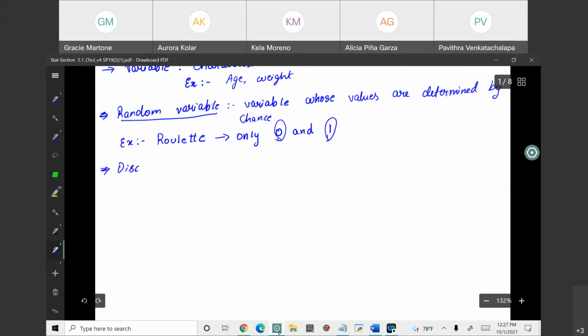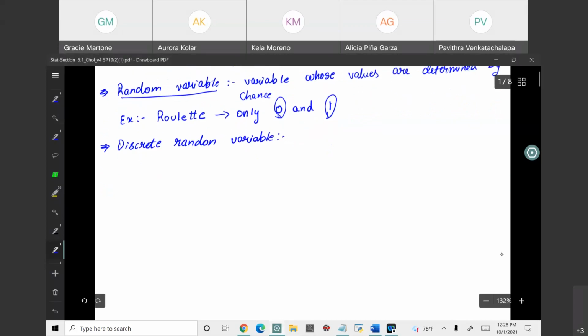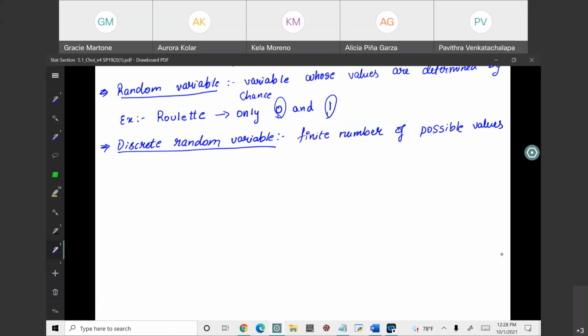Then what is discrete? You studied this in chapter 1. Discrete variables are nothing but the variables which you can count. That is called a discrete variable. Now what is a discrete random variable? It is the same meaning in a different version: a variable which has a finite number of possible values. That is called a discrete random variable.